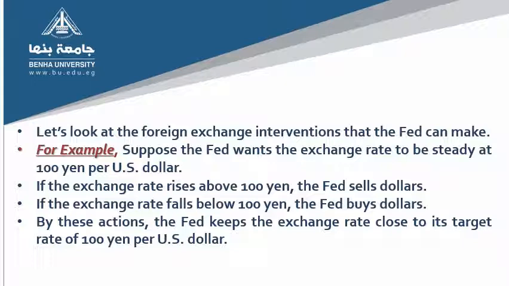Let's look at the foreign exchange interventions that the Fed can make. For example, suppose the Fed wants the exchange rate to be steady at 100 yen per United States dollar. If the exchange rate rises above 100 yen, the Fed sells dollars. If the exchange rate falls below 100 yen, the Fed buys dollars. By these actions, the Fed keeps the exchange rate close to its target rate of 100 yen per United States dollar.